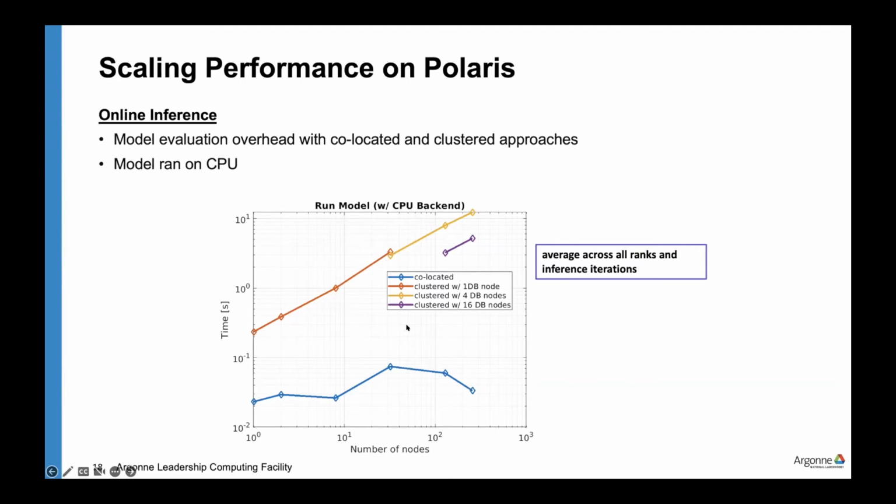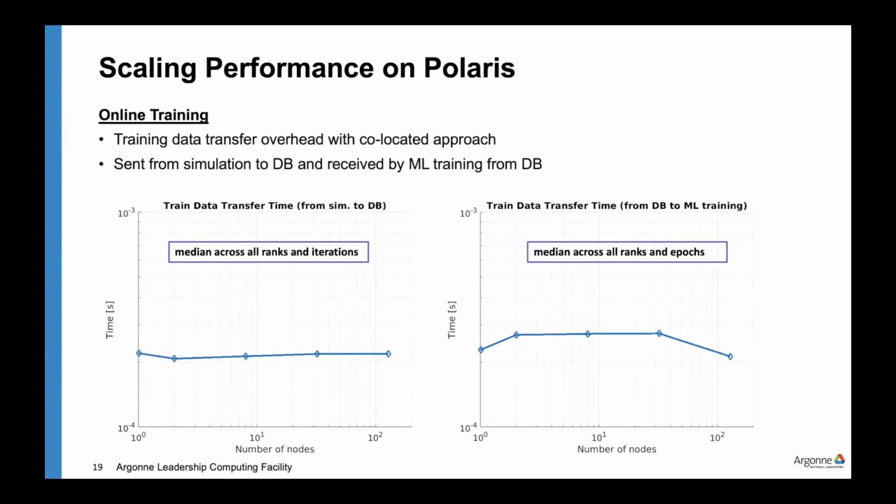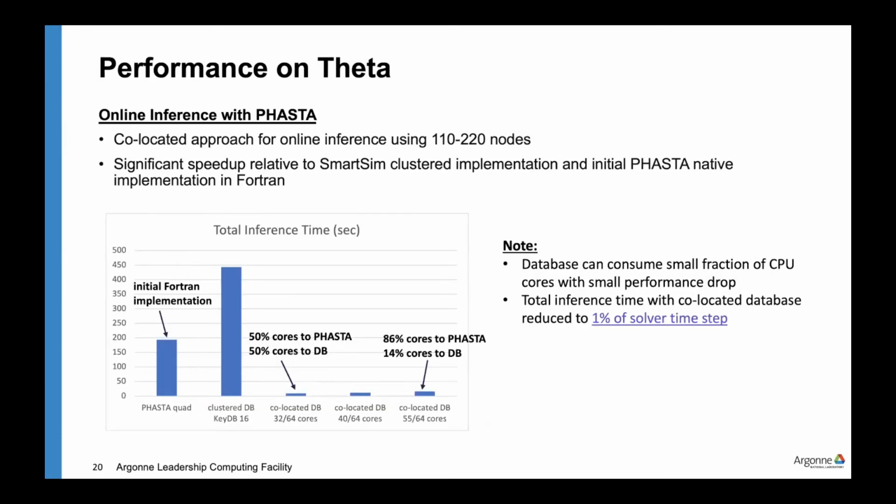Another thing we are interested in is how quickly the model runs. So how quickly are we performing inference? Again, here we're seeing that there is a lower cost of doing inference, so actually evaluating the model, with the co-located approach. This is really because we are limiting the number of inference calls that each database has to handle. In the co-located approach, the ratio of database CPUs, or database resources, to simulation resources can stay constant. But in the case of the clustered approach, that's not true. In the interest of time, I'll skip this, since it's a similar plot for the training approach.